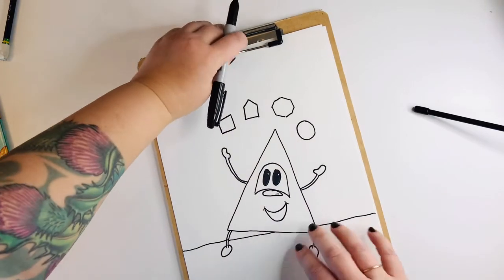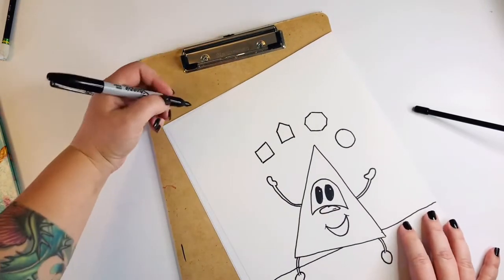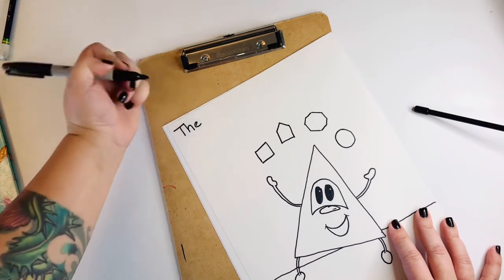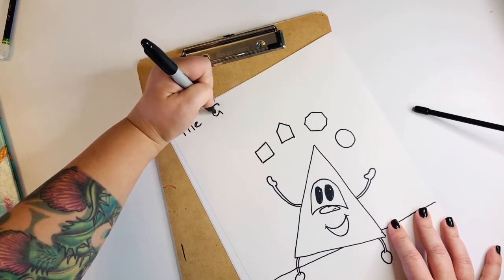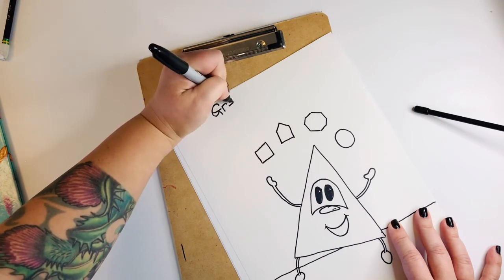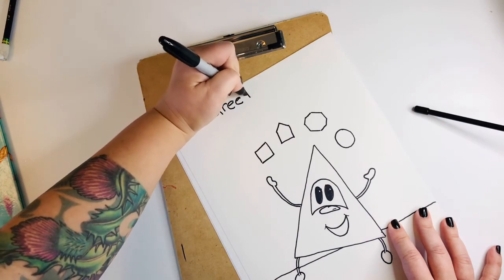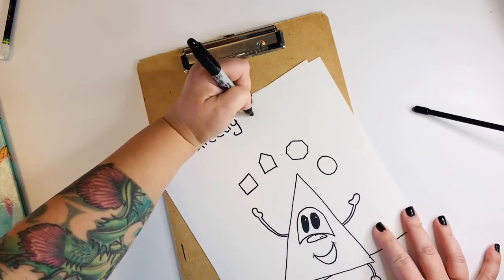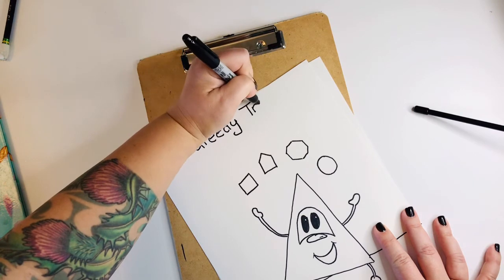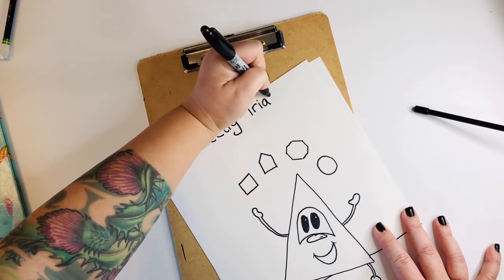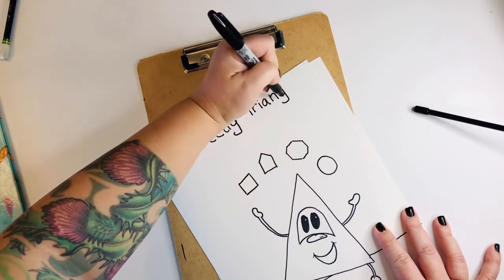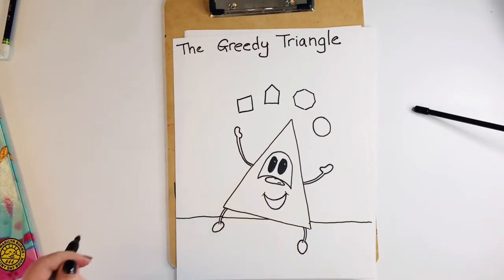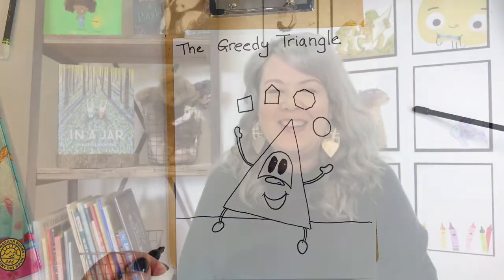And there is our greedy triangle, and we're gonna draw the title of the book up here. T-H-E-G-R-E-E-D-Y. The greedy triangle. T-R-I-A-N-G-L-E. The greedy triangle. Good job, everybody.